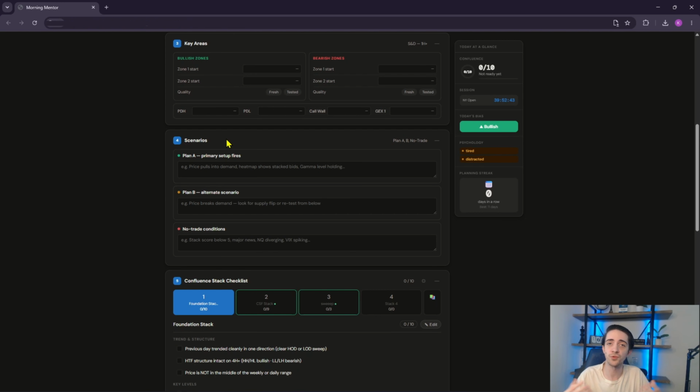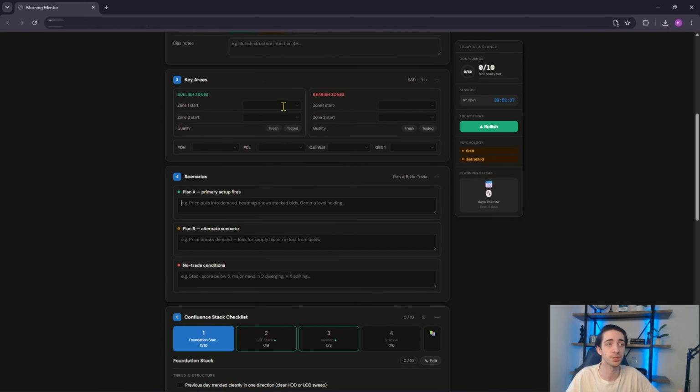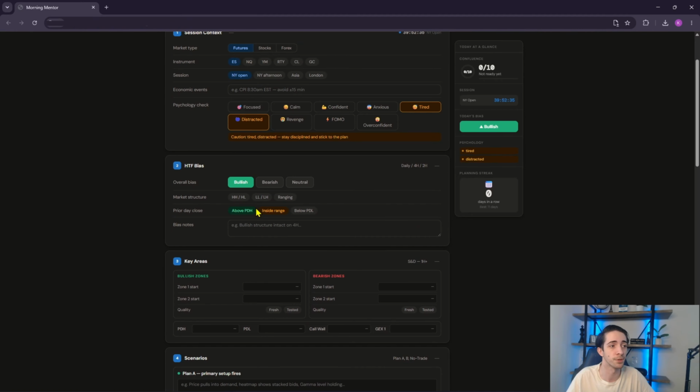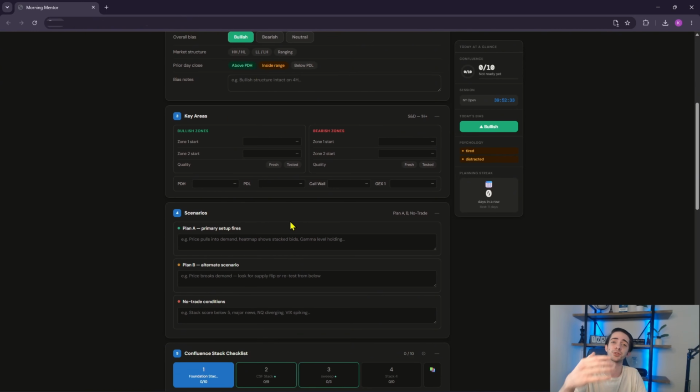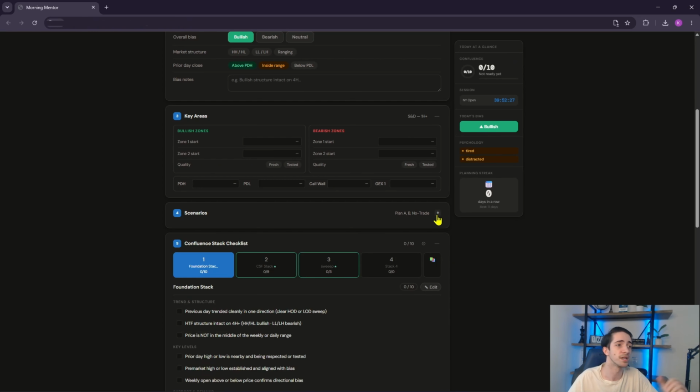Here's where you're going to write your trade plan. Is plan A going to be long positions off of your bullish zone because your bias is bullish? And again, this gives you that structure, it gives you some follow through and extra clarity. Let's say you don't want to write scenarios, you minimize the section, and you just use your key areas.